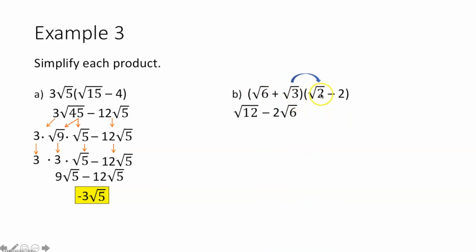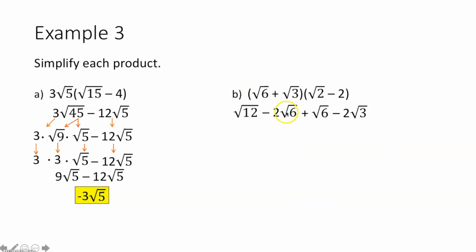Multiply the inner terms together. What's rad 3 times rad 2? Multiply what's under the radical together, get rad 6. And since it's positive rad 6, you put plus rad 6. Lastly, we multiply the rad 3 times the negative 2. Again, since this doesn't have a radical, but this does, we just tack that on the front, and it becomes negative 2 rad 3.